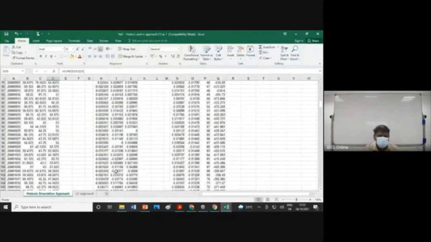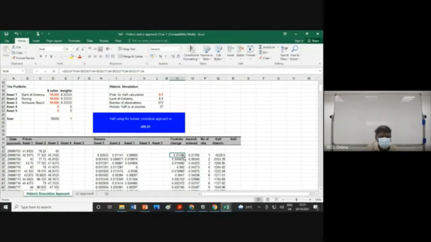Okay, let me ask a question. So here it is 0.01496. That is my return. But if I change the portfolio structure, let's say I make it 15,000, then I'll make it 5,000. Then what happened? This is what happened to my portfolio return now.